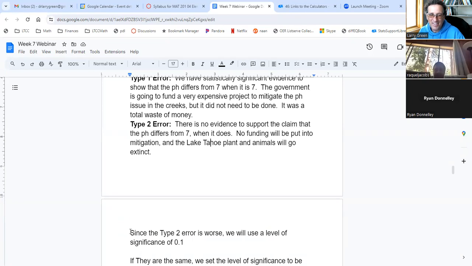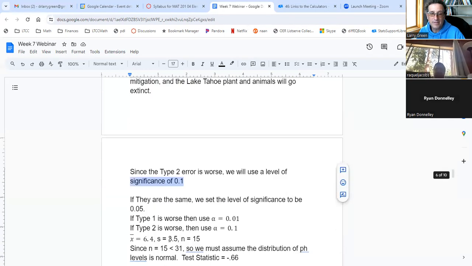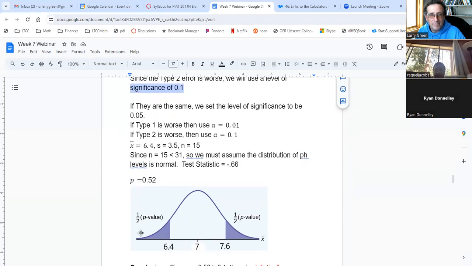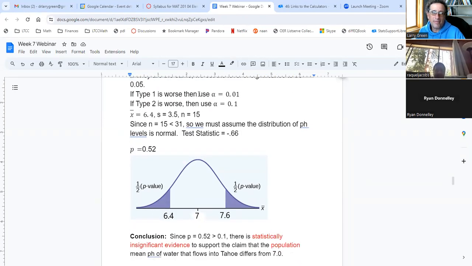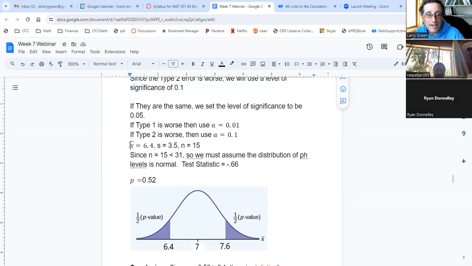Okay, I think a type 2 error is worse, and you did also. And so if type 2 is worse, I'm going to use 0.1 again. Okay, if type 1 was worse, I'd use 0.01. If they were about the same, I'd use 0.05. Okay. All right, now I'm going to tell you what happened.